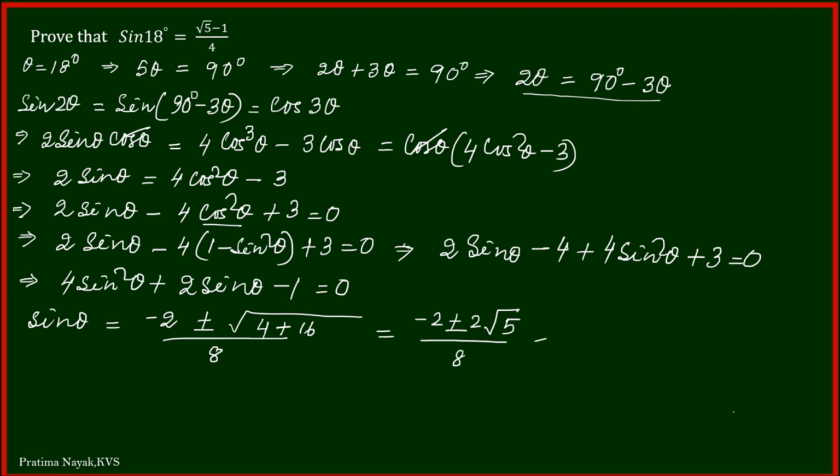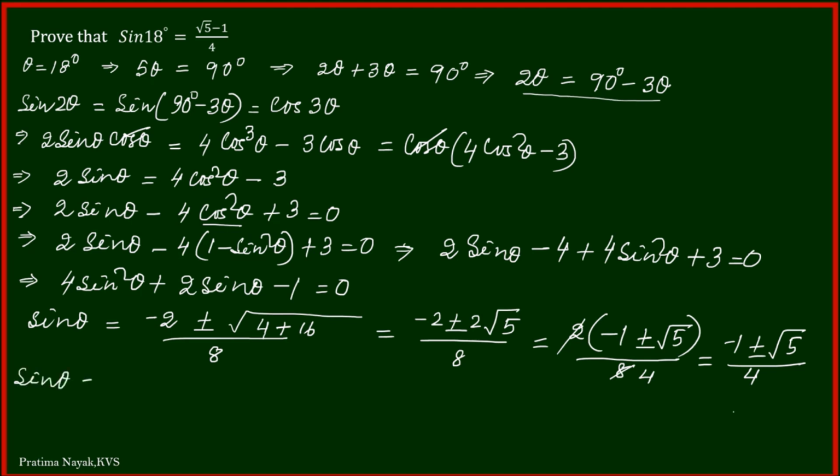over 8. Now taking 2 common, I'll get negative 1 plus minus square root 5 over 8, cancelling, it will be 4. So this is equal to minus 1 plus minus square root 5 over 4. So I am getting sin theta as two values. One is sin theta equal to negative 1 minus root 5 over 4 and the other is negative 1 plus root 5 over 4. So now the question is, which one will be correct, or will both be correct?